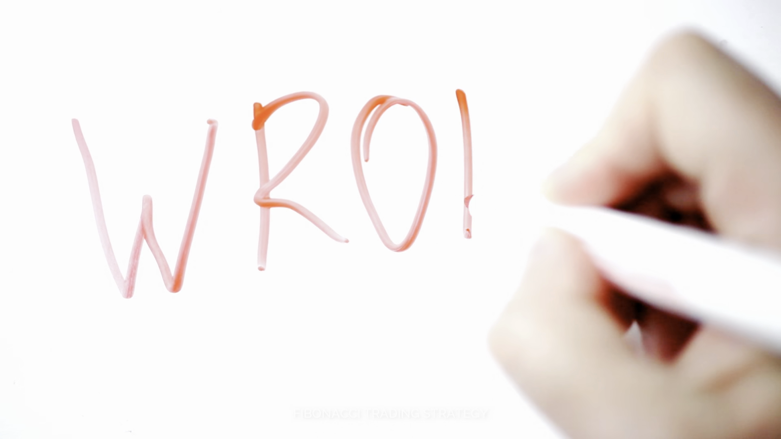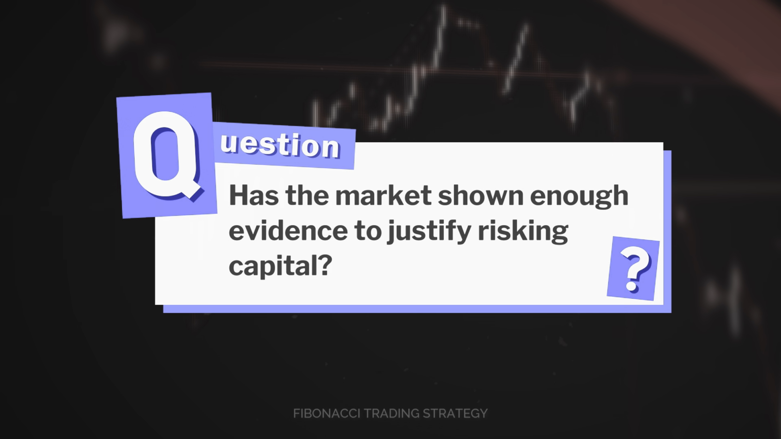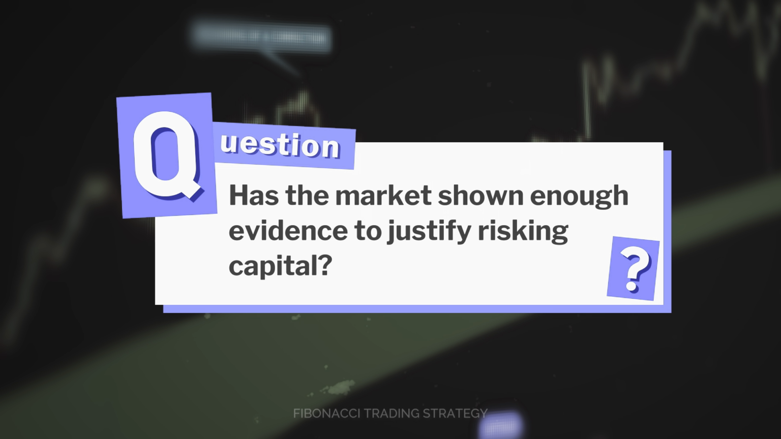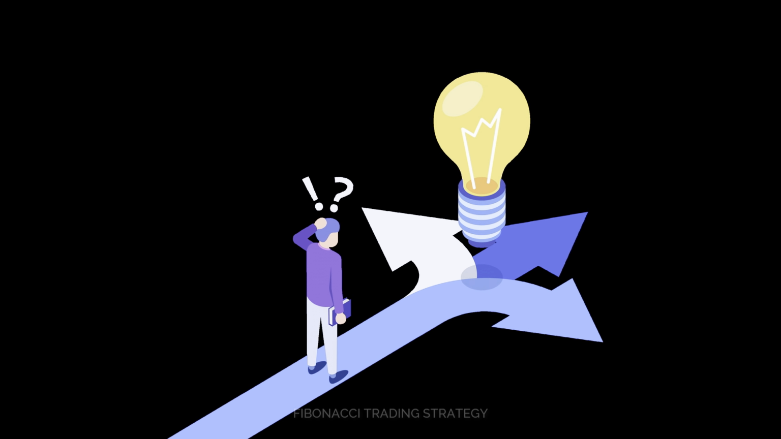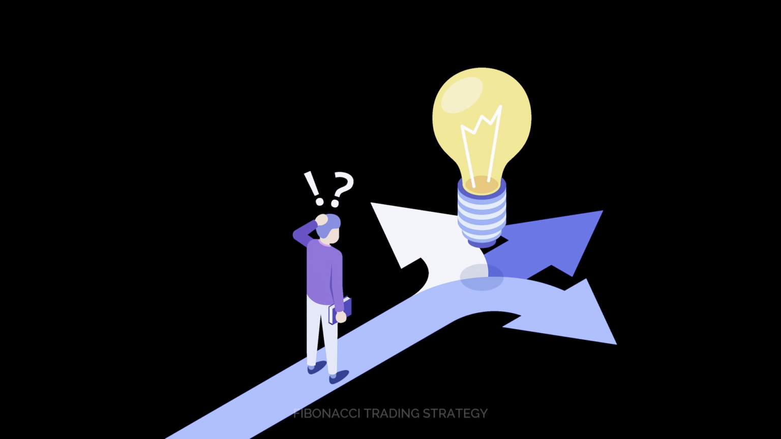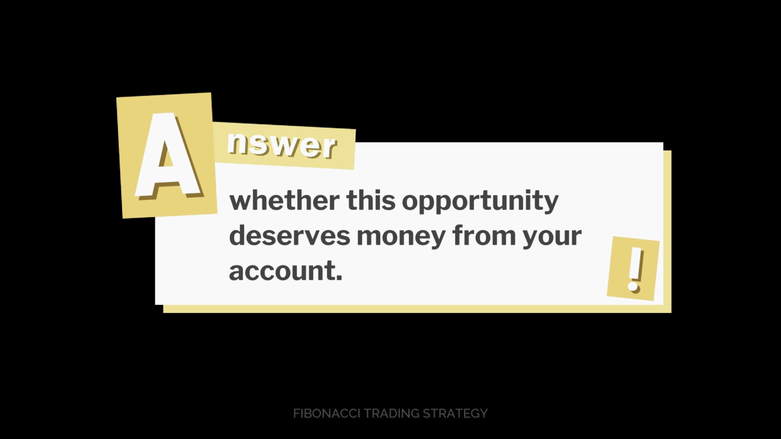Most traders use Fibonacci trying to predict whether price might reverse. This strategy takes a different approach. Instead of asking where price might turn, we're asking a much more practical question. Has the market shown enough evidence to justify risking capital? Because before every trade, you're making a decision, not just a charting decision, a business decision. You're deciding whether this opportunity deserves money from your account.